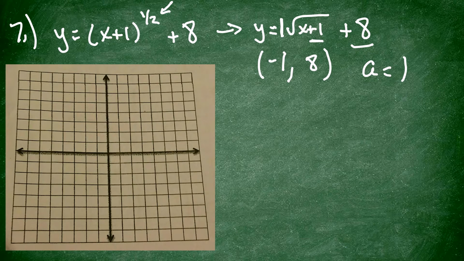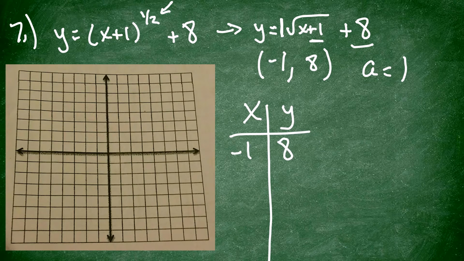It's a starting point because it's a square root. So I say x, y chart, negative 1, positive 8. Now I do h plus 1. H plus 1, so I do negative 1 plus 1 is 0. Then I do h plus 4. So I go back to negative 1. Negative 1 plus 4 is 3. Then I do h plus 9. Negative 1 plus 9 is 8.